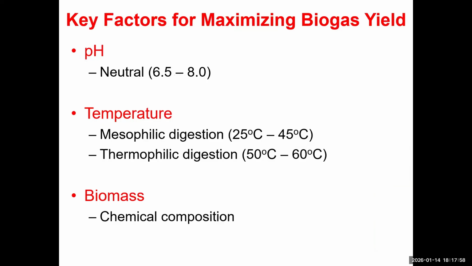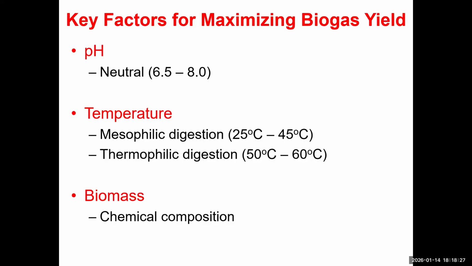All right, so we're talking about biogas production. And I do want to point out that the amount of biogas that is produced is going to depend on the characteristics of those organic waste materials as well as the parameters that you're operating the digester at. So here we're going to look at some key factors for how we can maximize the amount of biogas that we produce.